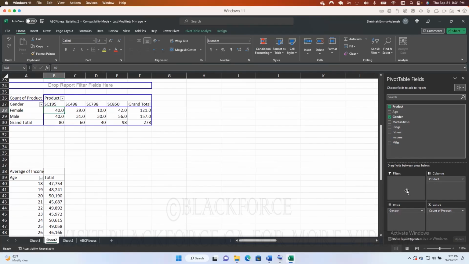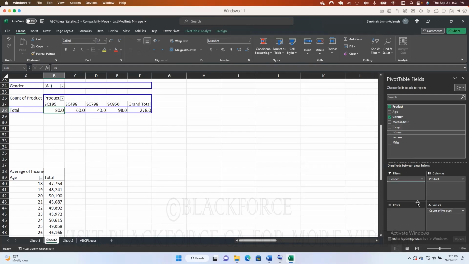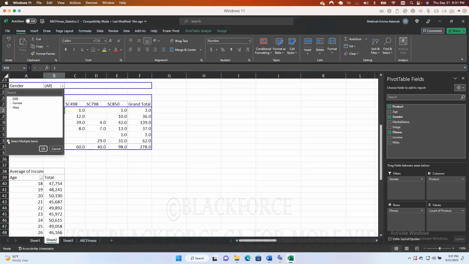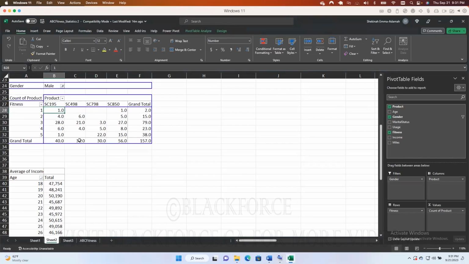Another thing we can do is filter out men to drill down into what men prefer, and look at the different products for men, but then look at fitness, right? So if we put the different fitness levels, let's filter for just men. So we'll take out female. So males and fitness levels. Now, so these are the different fitness levels, 1, 2, 3, 4, 5, right? Fitness by product.